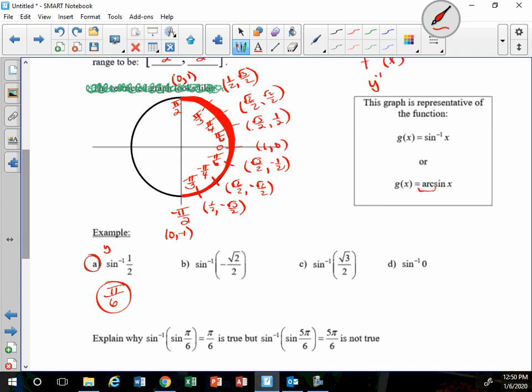So let's look at letter B here. Inverse sine of -√2/2. Those are my only options. Where is the y value negative root 2 over 2? Perfect. Negative pi over 4. Does that make sense? You're just working backwards. You're telling me the angle now instead of me giving you the angle. So letter C, inverse sine of positive root 3 over 2. What do you think?